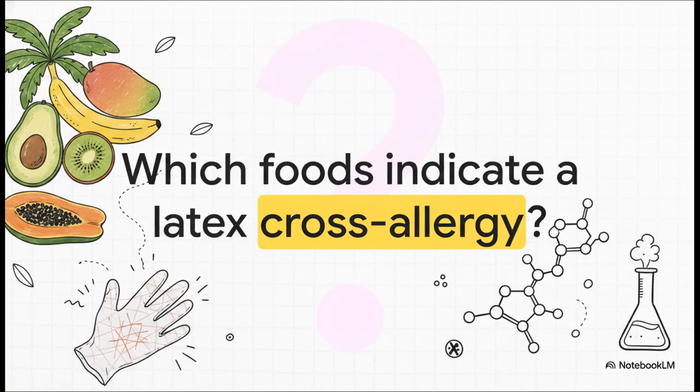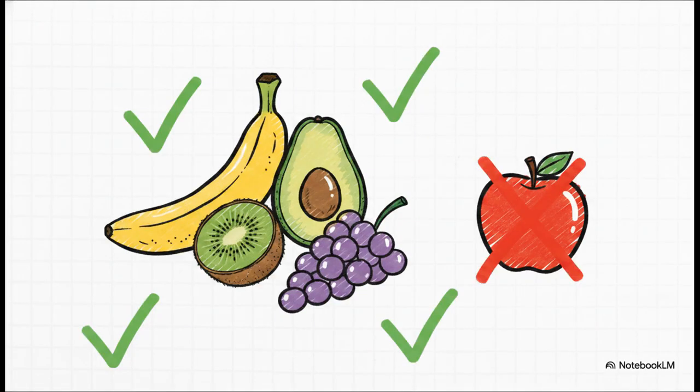Now, what's really interesting about this select all that apply question is how a simple dietary history can flag direct clinical danger on the floor. Think back to our tropical fruit salad analogy. Which of these share proteins with natural rubber latex? You should have selected B, C, D, and E. Bananas, avocados, kiwis, and grapes. That's based directly on the classic cross-allergy profiles we covered earlier. Apples, which was option A, just don't fall into this high-risk cross-reactivity group.